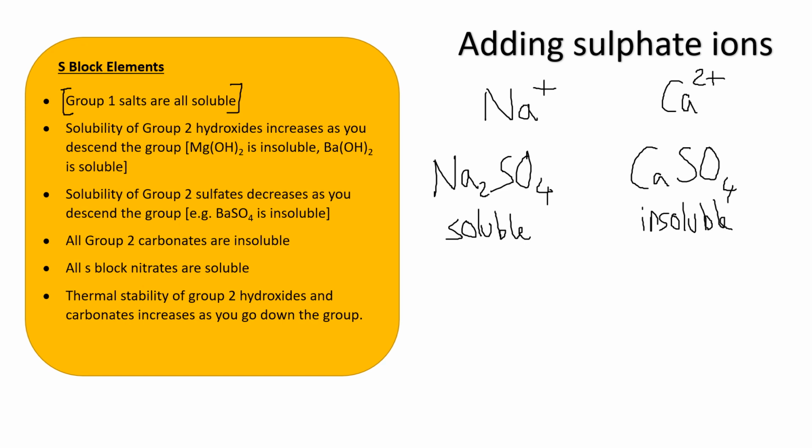So we can use sulfate ions to distinguish between group 1 and group 2 based on the idea that firstly all group 1 salts are soluble, but the solubility of the group 2 sulfates decreases as you descend the group. So beryllium sulfate would be soluble, but barium sulfate down at the bottom would be completely insoluble. Calcium, which is about halfway down, would be sort of soluble, but a little bit insoluble, so you'd see a precipitate. So we can use these rules here to help us solve problems.